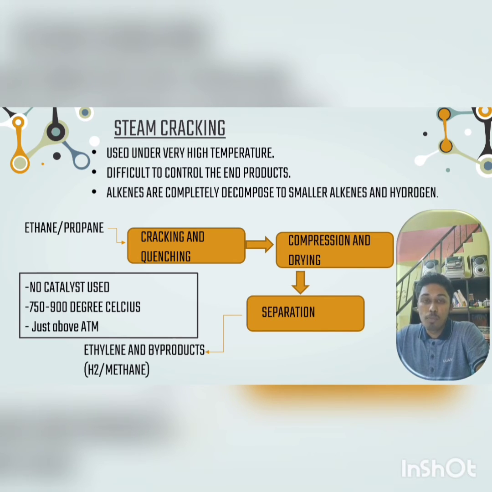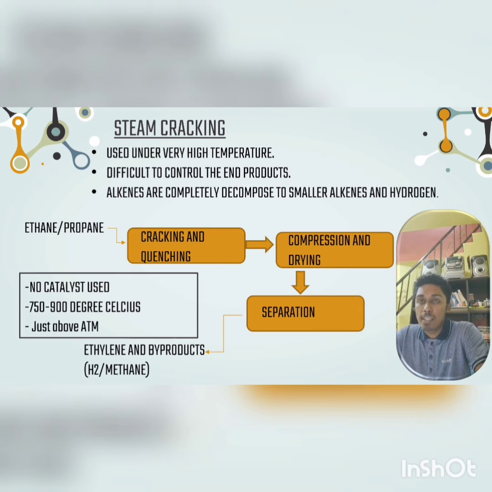So there are two other ways to produce ethylene from the long chain hydrocarbons, which are catalytic cracking and another thing, steam cracking. So right now I'm going to discuss and present about steam cracking.